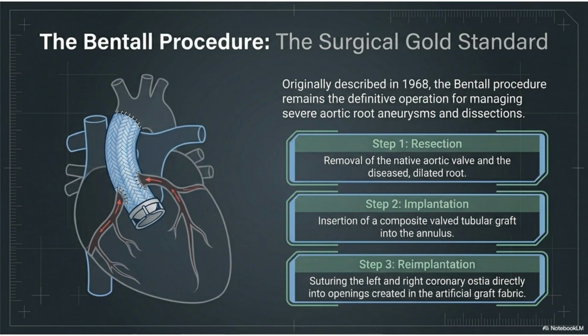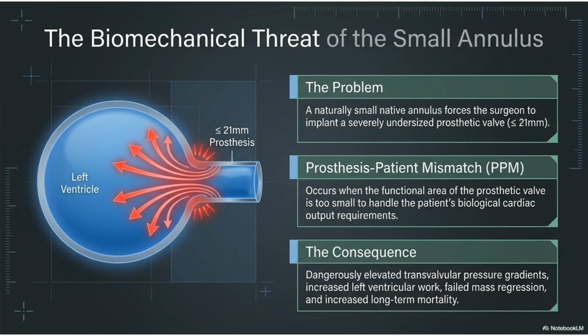The Bentall procedure is the surgical gold standard for severe aortic root aneurysms. It involves 3 steps: resection of the native valve and root, implantation of a composite valve tubular graft, and reimplantation of the coronary ostia. A naturally small annulus forces the implantation of an undersized prosthetic valve, leading to prosthesis-patient mismatch.